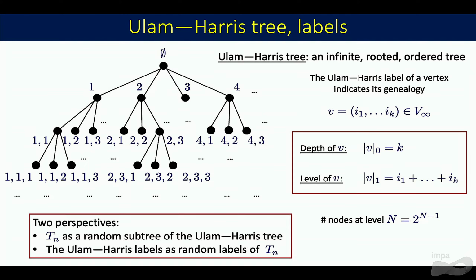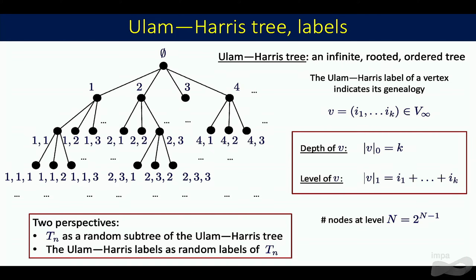Okay, so now suppose you have a randomly growing tree in general, but let's think specifically about a uniform attachment tree. You can think of it as, there's kind of two perspectives. You can put the initial node here, and then the first node, when it attaches, you put it here. The second node, if it attaches to the initial vertex, you put it here. If it attaches to the second vertex, you put it here, and so on. So you can view a uniform attachment tree as a random subtree of this Ulam-Harris tree.